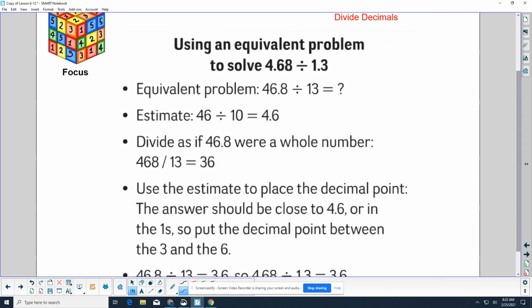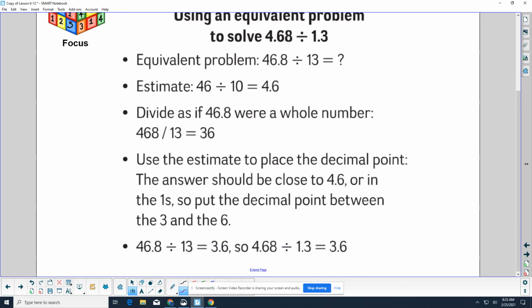So equivalent problem for 46 8/10 divided by 13. You could estimate as 46 divided by 10 and get 4.6, or like we said, close to 5. Divide as if 46 8/10 were a whole number, and you get about 36. But then you have to place the decimal.